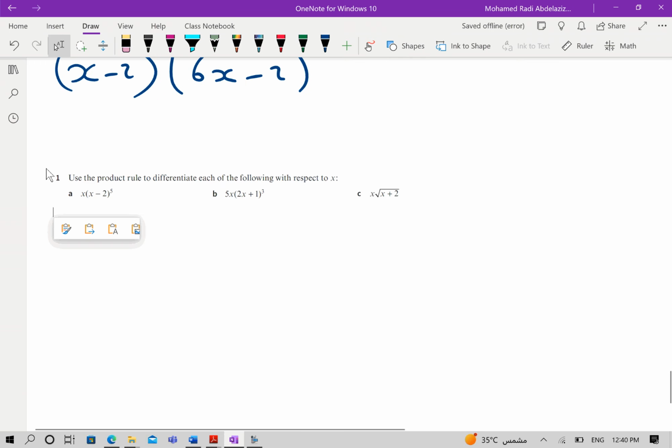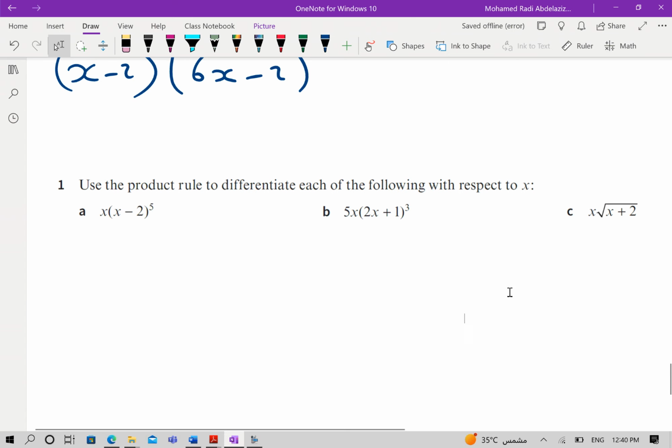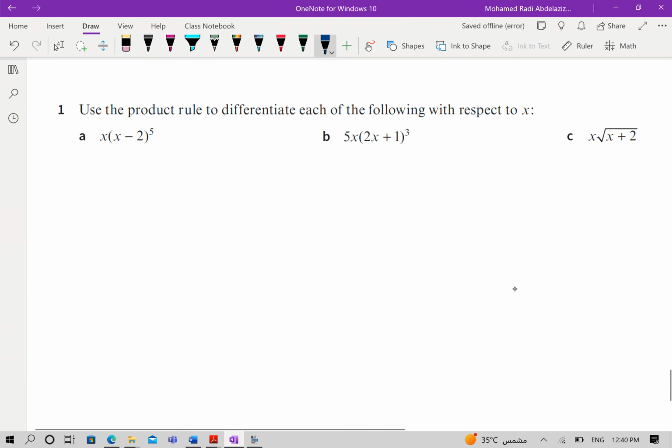Now part B. Apply the formula. Differentiation of first.